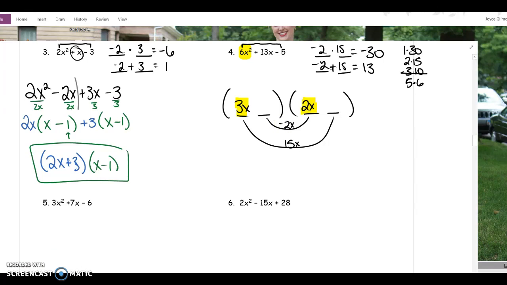And now this is a puzzle. Fill in the missing pieces. So 3x times what would give you 15x? 5. So plus 5 goes there. 2x times what would give us negative 2x? Negative 1. There's your factored form. 3x minus 1 times 2x plus 5.